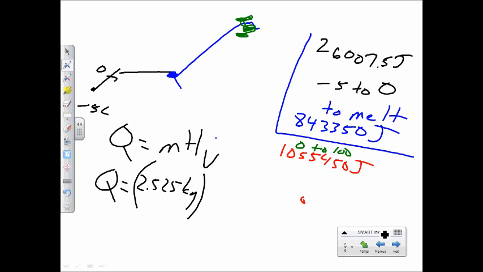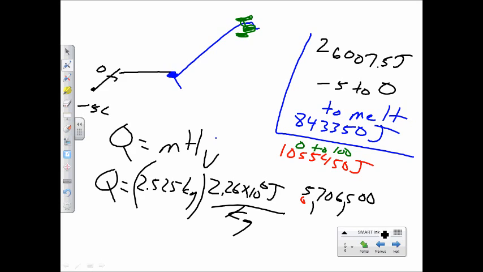I'll give them to you. You don't need to memorize it. 2.525 times the heat of vaporization, which is 2.26 times 10 to the 6 joules per kilogram. It's a lot of heat. So 2.26 times 10 to the 6th times 2.525. We end up with this number. 5,706,500 joules. And that is to what? To vaporize.